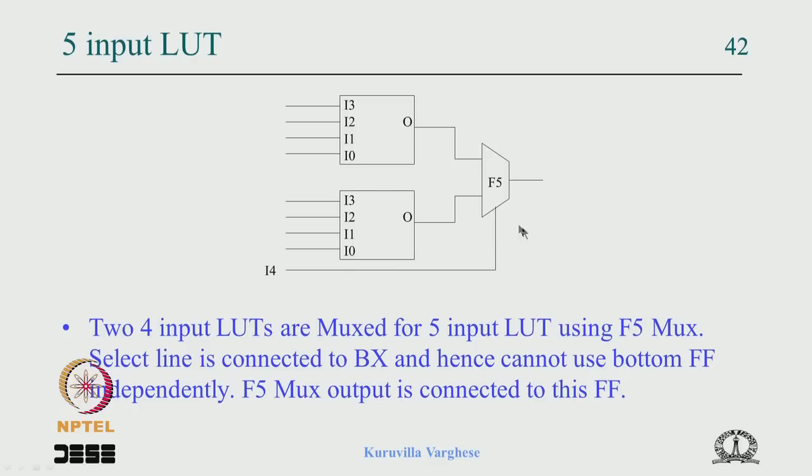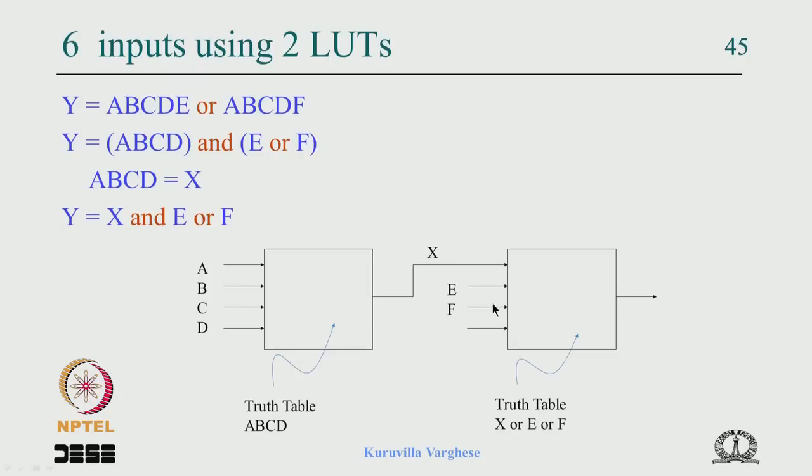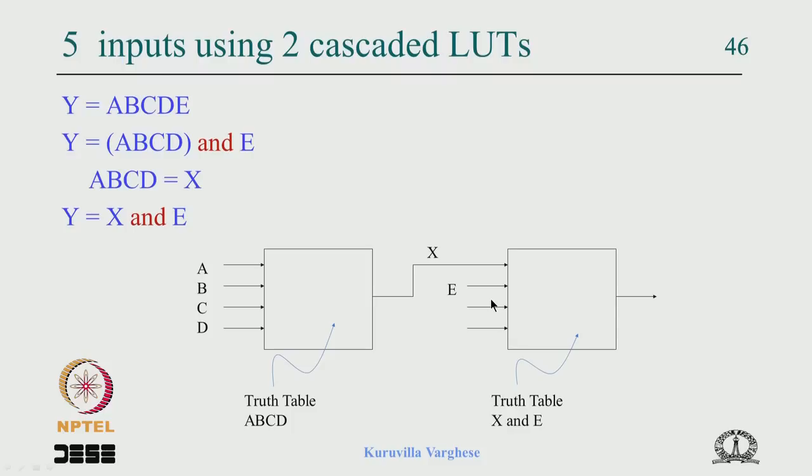Not much of a problem, because many a times in an FPGA what dominates is the interconnect delay, and in any case we have saved 2 lookup tables, which is quite precious. So that is how it can be done. Similarly, for a 5 input function, instead of using the F5 mux, you can cascade 2 lookup tables. ABCDE can be implemented as ABCD and E: we implement ABCD as X in a lookup table, and X is cascaded with E using another lookup table, then you get it.